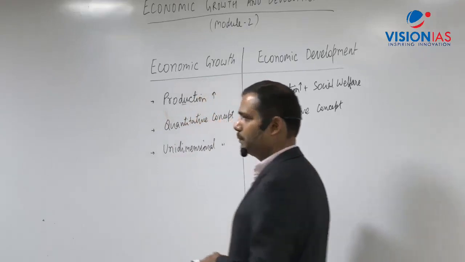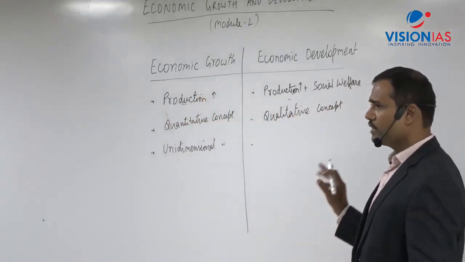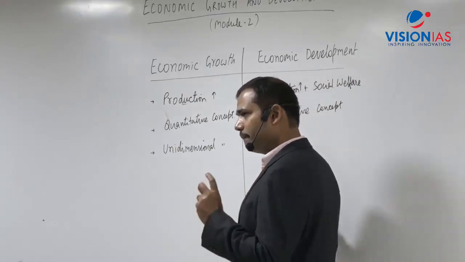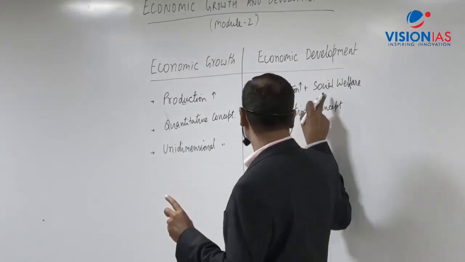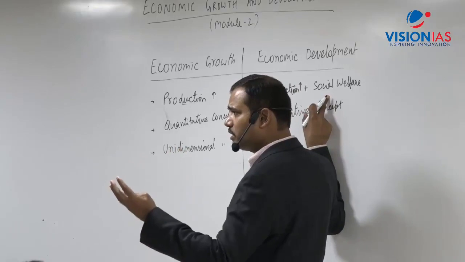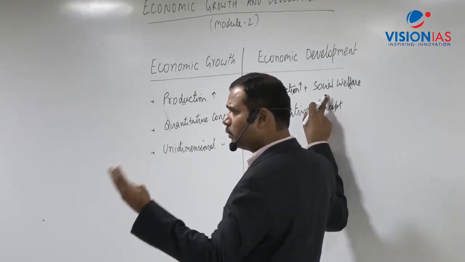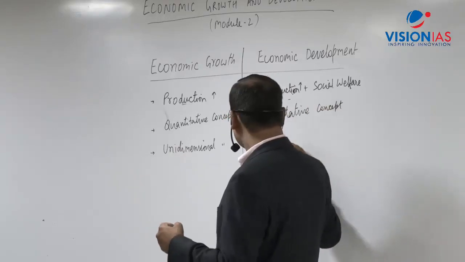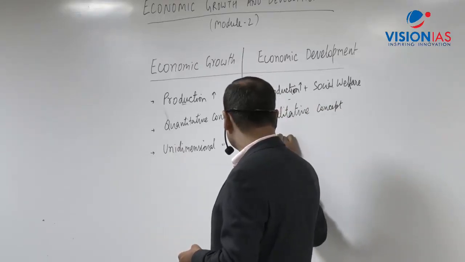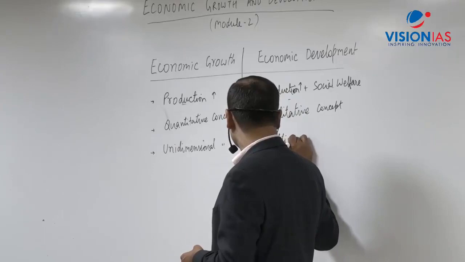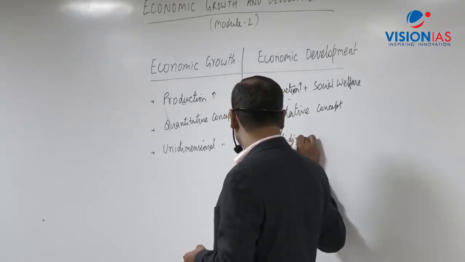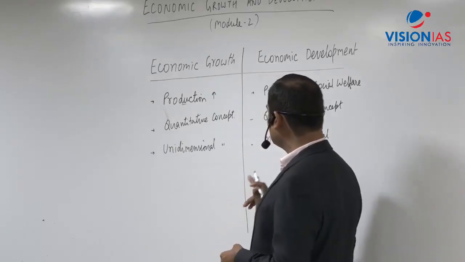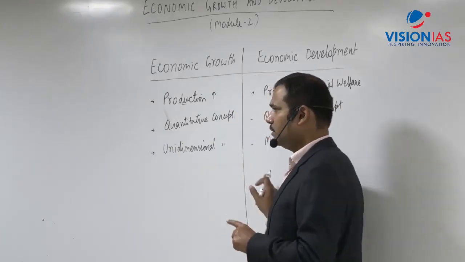Unidimensional concept. It is a unidimensional concept. And how many dimensions are there? One, two, or many? Multi-dimensional. Because this social welfare depends on a lot of dimensions like education, health, poverty, inequalities, political liberty, environment. So multi-dimensional. So this is a unidimensional concept, this is multidimensional, various dimensions are there.